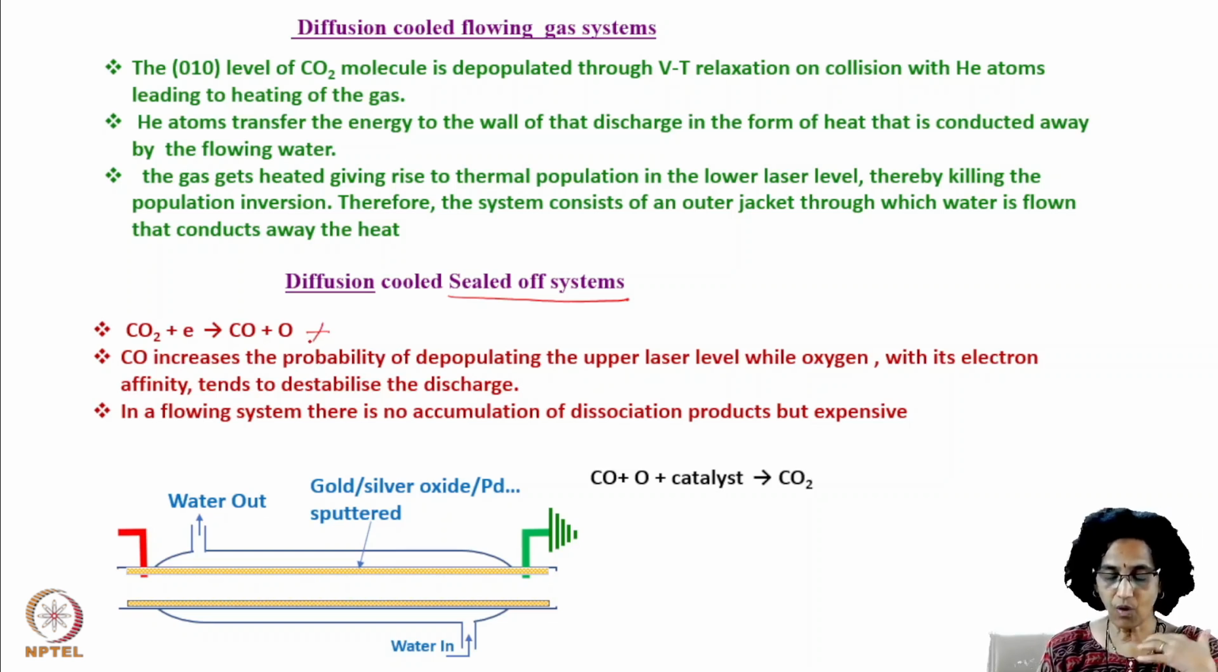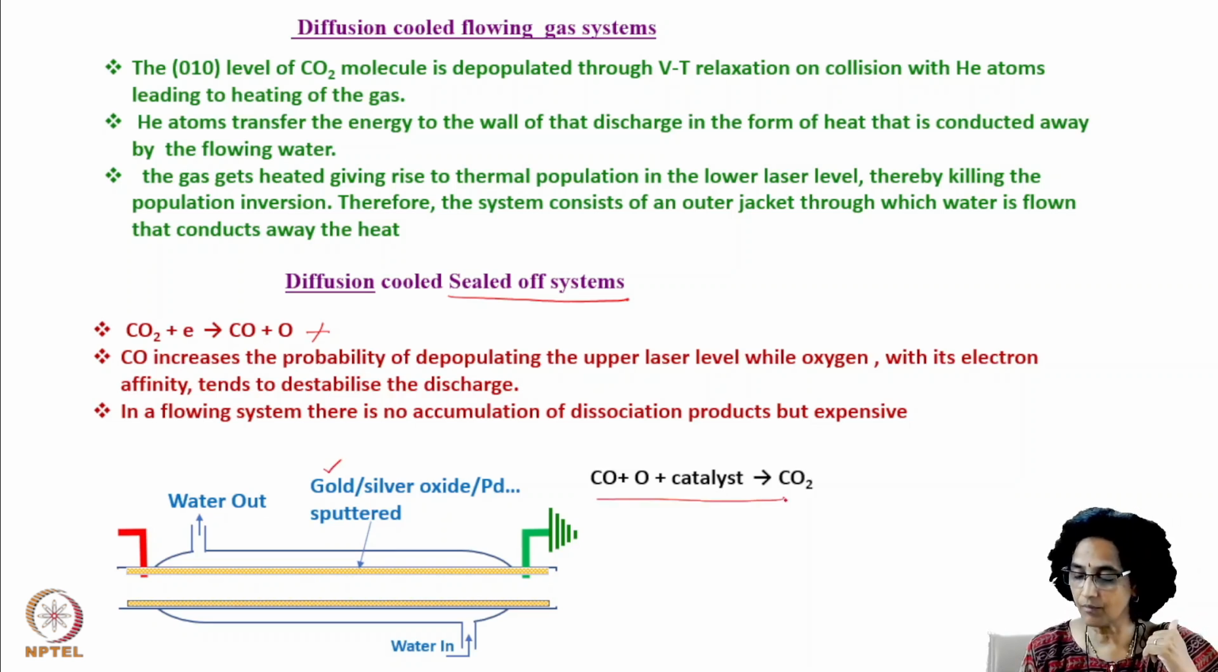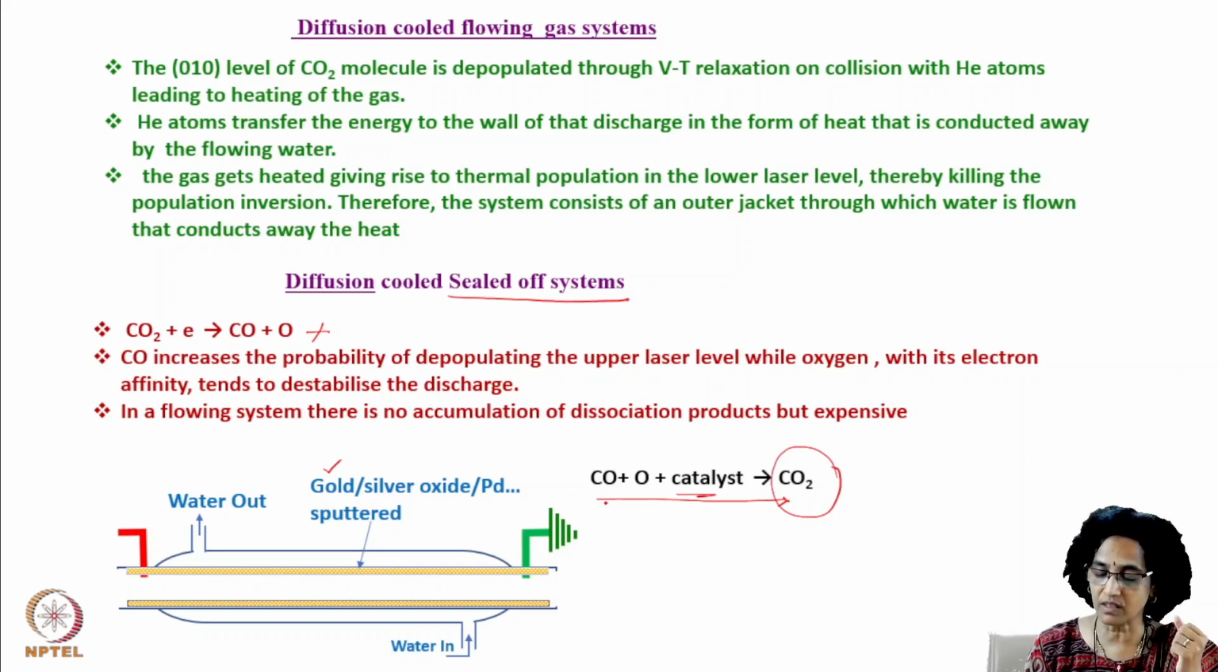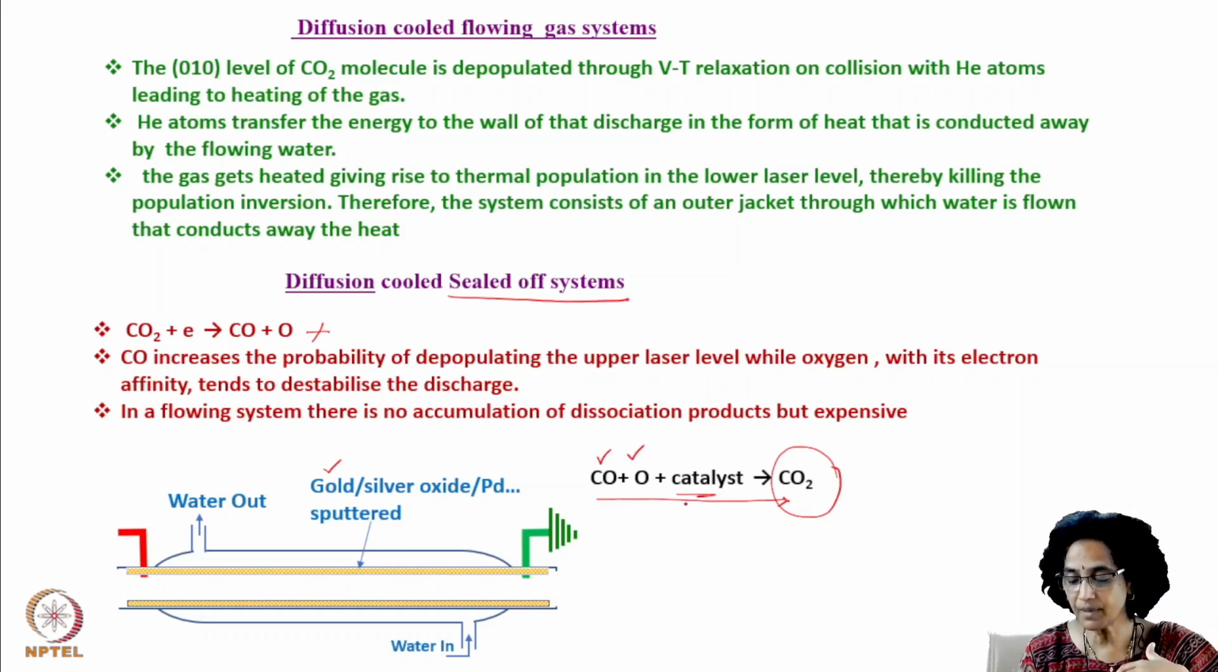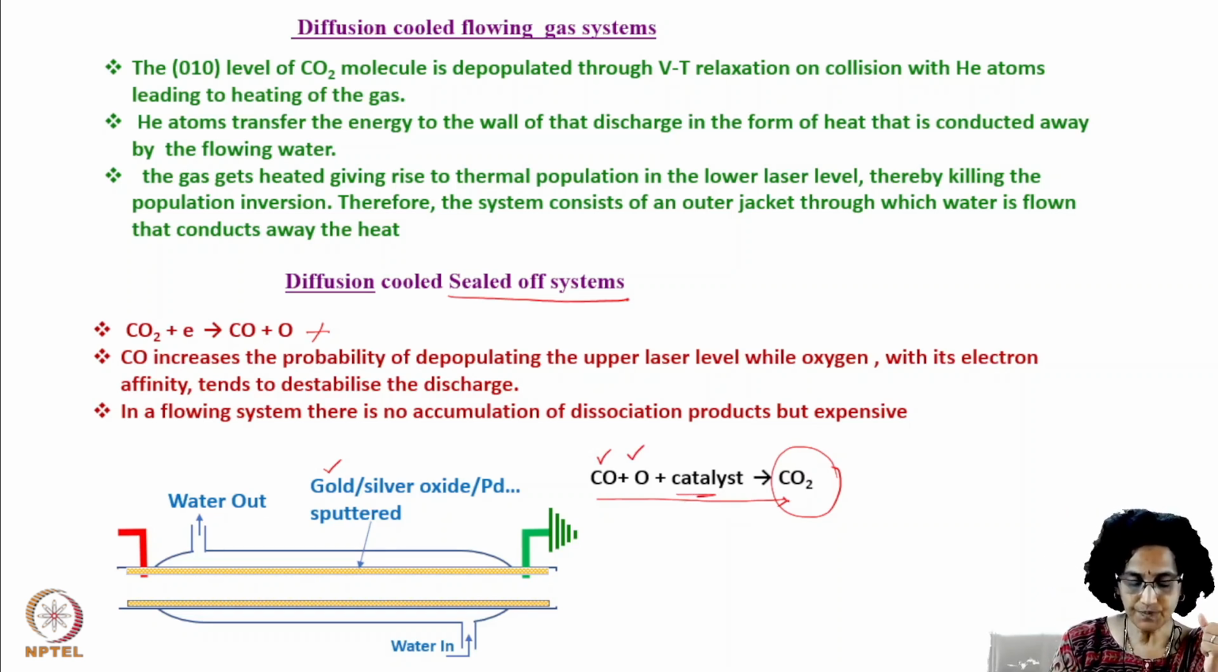Well, what happens is that this discharge tube is lined, or sputtered, or coated by certain catalysts. These catalysts hasten the reverse reaction. That is, CO plus oxygen plus this catalyst gives rise to the formation of CO2. So the dissociation products, which are CO and oxygen, are recombined in the presence of this catalyst, and therefore the catalyst is coated on the outside walls of the discharge tube, as you can see here.